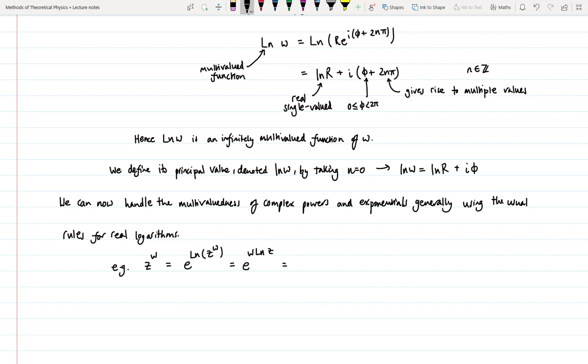Now, inserting z in modulus argument form will give us e to the w times the real logarithm of the modulus of z plus i times the argument of z, and then the multiple values 2n pi, where n is an integer. And this means that, again, we can define the principal value of this complex function when n equals 0.